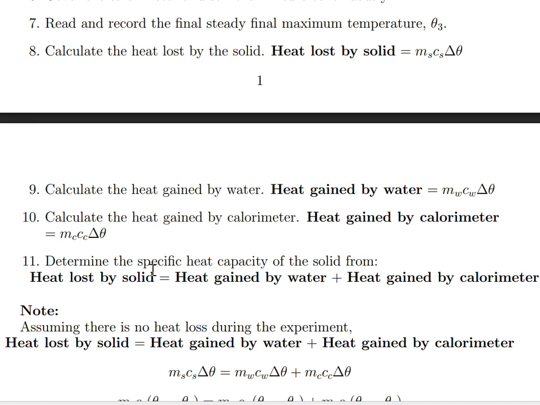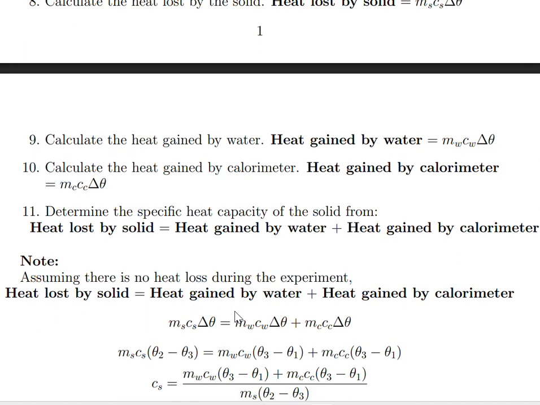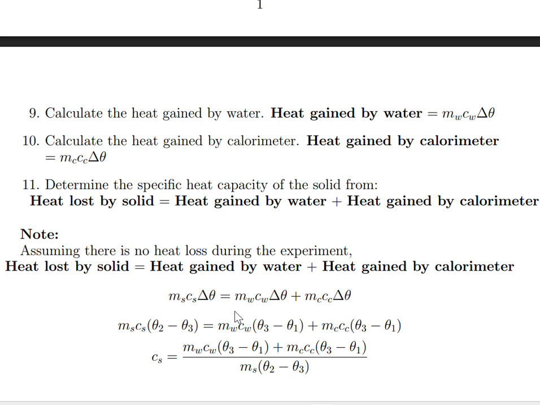The next step is for us to determine the specific heat capacity from the heat that is lost by the solid, which is going to equal the heat that is gained by water plus the heat that is gained by the calorimeter. Remember, energy can neither be created nor lost, but it is transferred from one form into the other. So as the solid, whose specific heat capacity we are interested in, is losing energy, the water and the calorimeter are gaining this energy that is being lost by the solid.